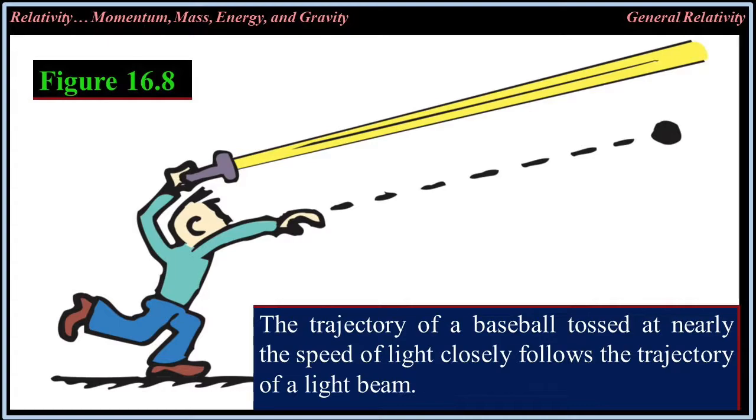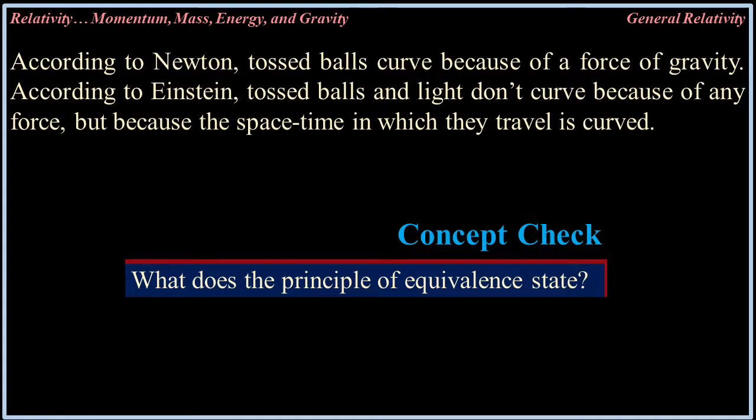Figure 16.8. The trajectory of a baseball tossed at nearly the speed of light closely follows the trajectory of a beam of light. According to Newton, tossed balls curve because of a force of gravity. According to Einstein, tossed balls and light don't curve because of any force, but because the space-time in which they travel is curved. Concept check. What does the principle of equivalence state?